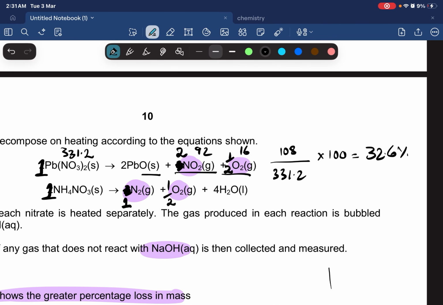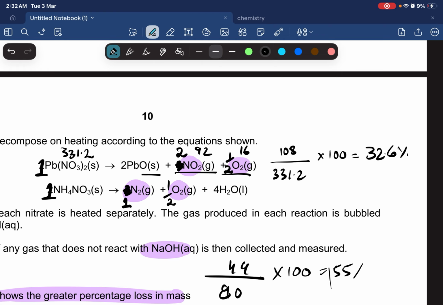We have to get the mass of ammonium nitrate, which is going to be 14 plus 14 plus 4 plus 16 plus 16 plus 16. That gives me a 90. No, not a 90, an 80. And now we need the mass of 1 mole of nitrogen, which is 14 plus 14 plus half of oxygen, which is 16. That's 44 times 100. Do the maths. 44 upon 80 times 100, and we get 55%.